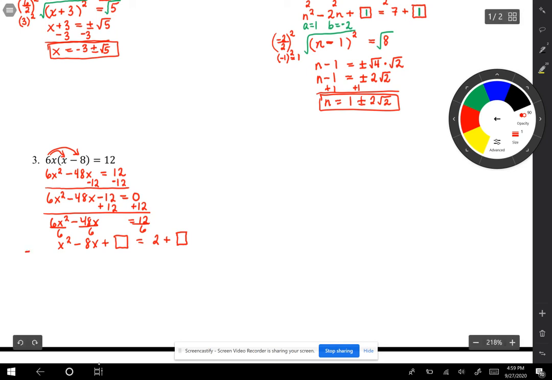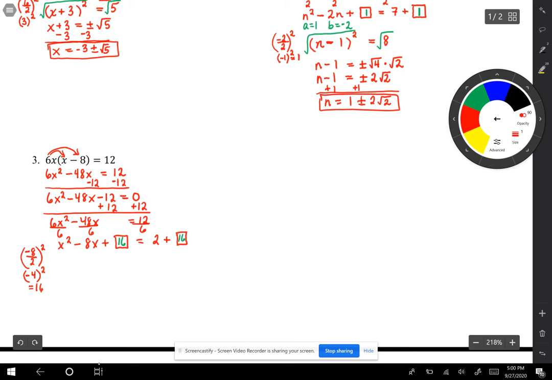So the middle coefficient is negative 8 divided by 2, and then square it, and that'll give you the magic number. So that's negative 4. Notice it's negative 4 in parentheses squared, so it becomes positive. So it's positive 16. So your magic number is 16.